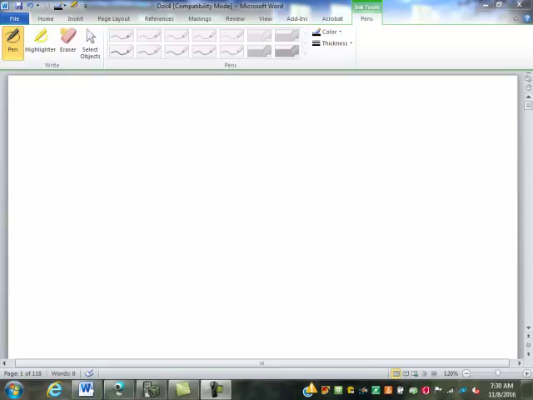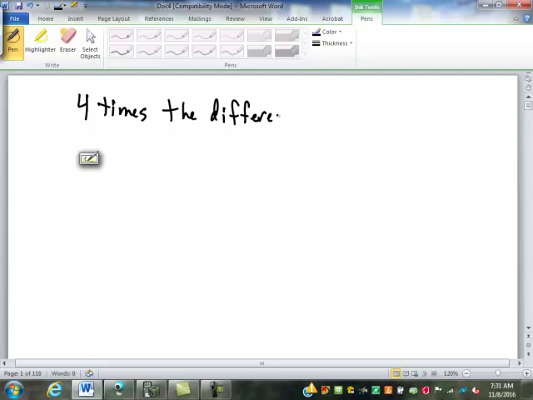So last Friday we talked about converting phrases and words into algebraic formulas and sentences. Things like four times the difference of a number and 7. How would you write that?